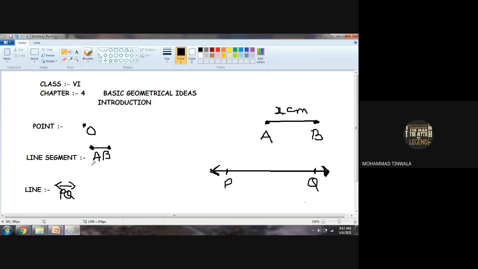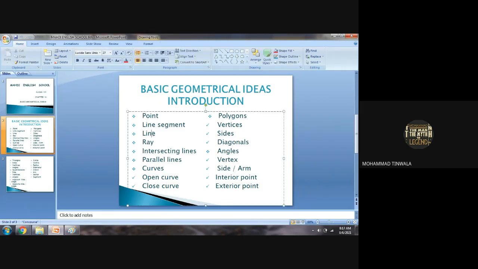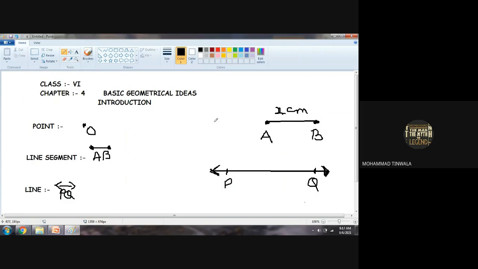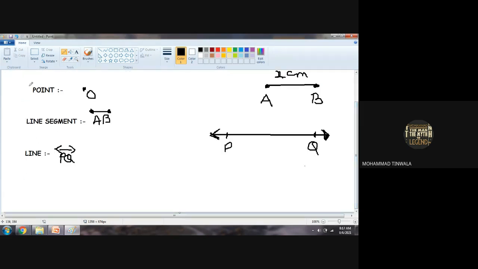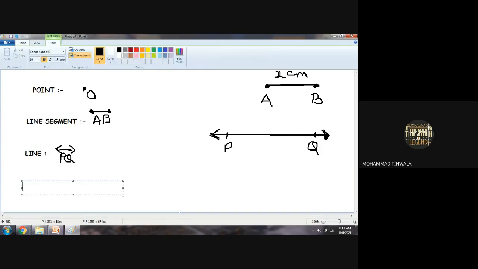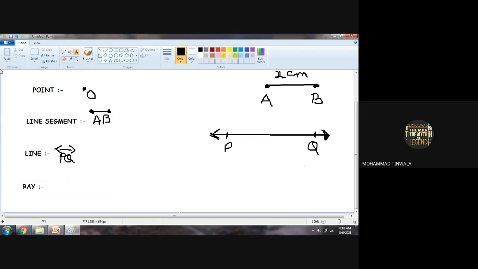So you have learned about point, line segment and line. Now we are in the topic of rays. What is the new topic we have to study? Rays. Who will tell me what you mean by ray? Anybody has any idea about ray? Nobody? No, sir. Okay.